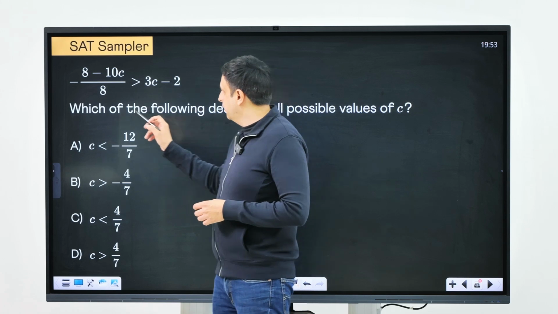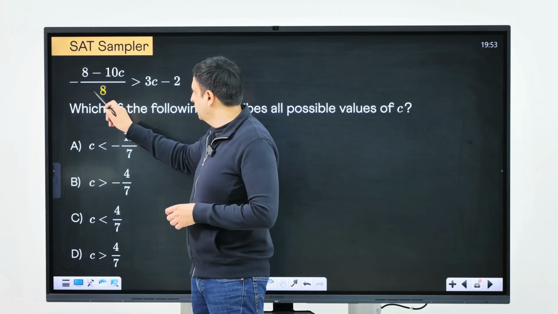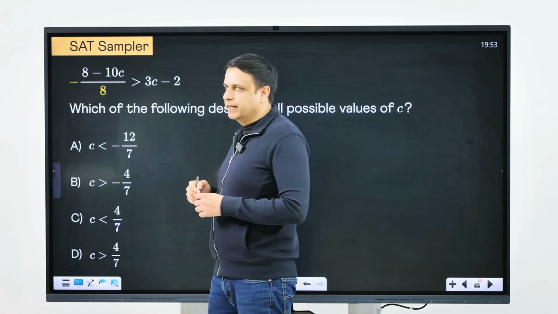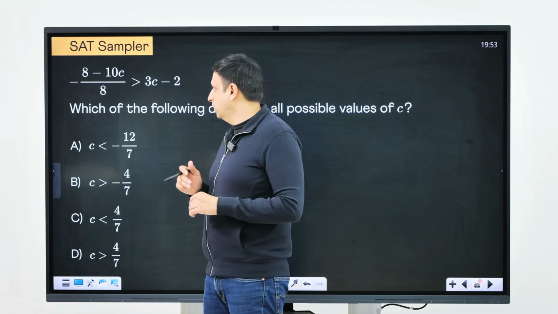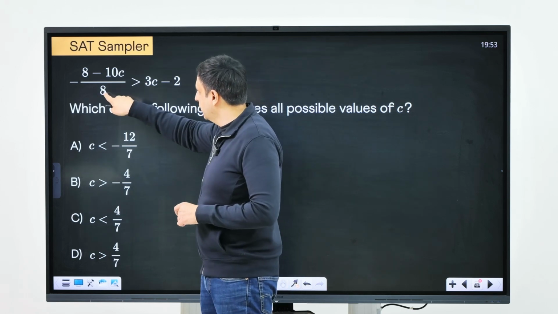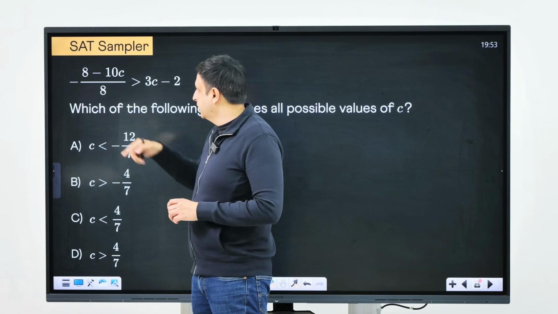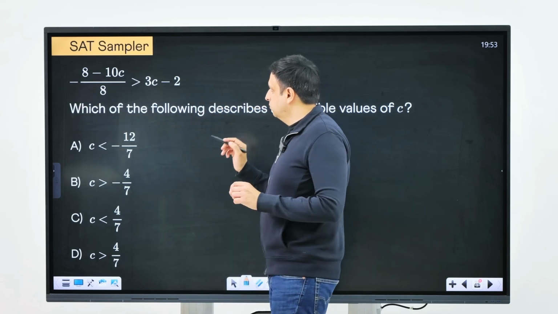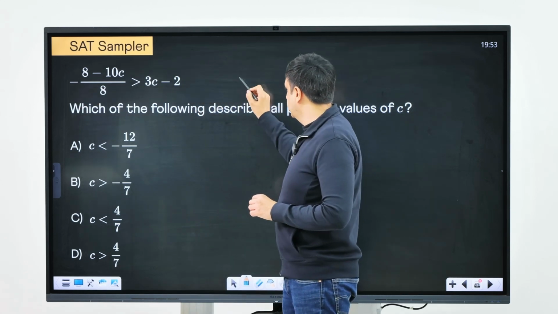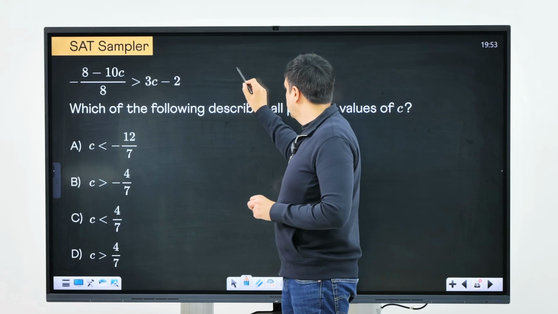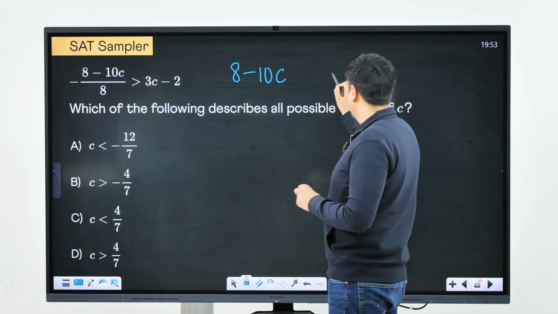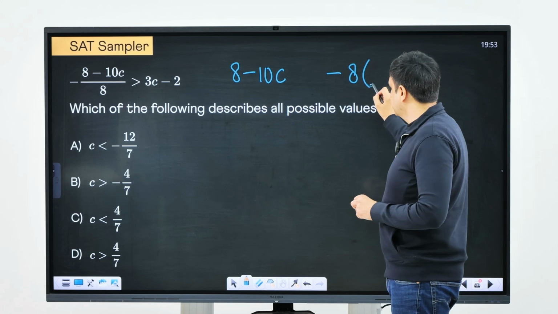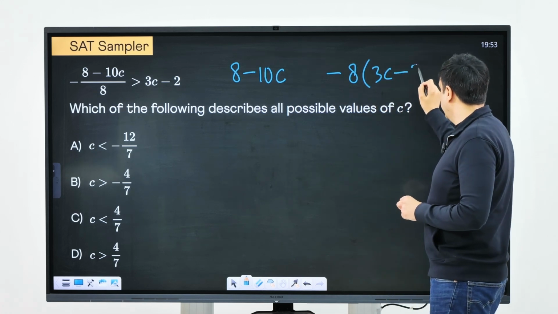So let's look at the left side. We have an 8 in the denominator and we have a negative sign. So let's multiply by negative 8 on both sides, because that will help me get rid of both this 8 and this negative sign. So on the left side I should get 8 minus 10c. On the right side I should get negative 8 times 3c minus 2.